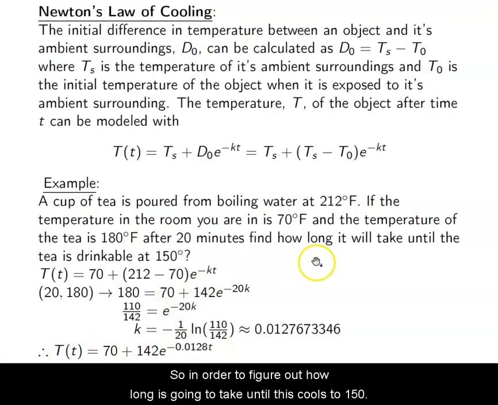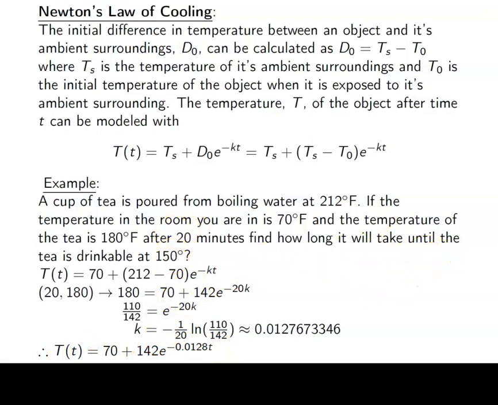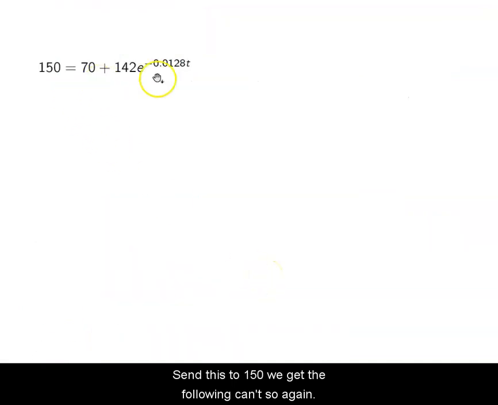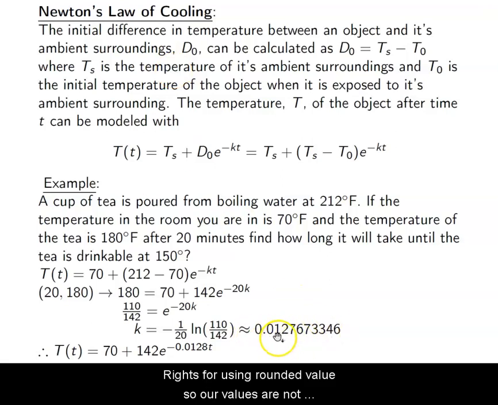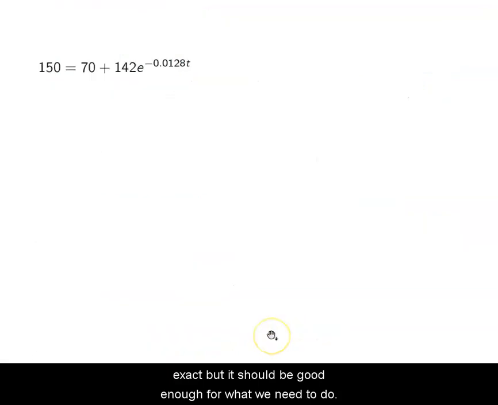In order to figure out how long it's going to take until this cools to 150, I have to now set this to 150 and solve for my T. Okay, so again, the only issue that we have here is that we did cut off our values. We're using rounded values, so our values are not exact, but it should be good enough for what we need to do, right?